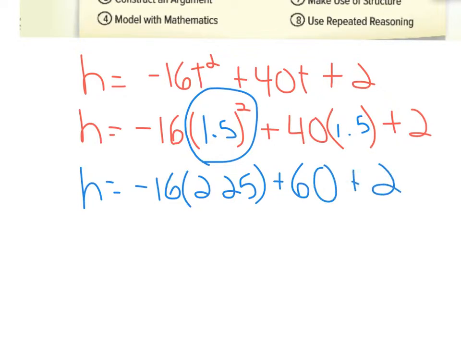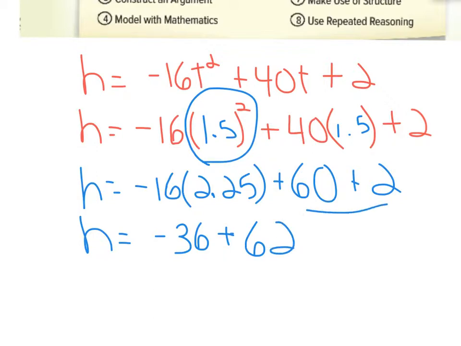And sorry, that's a bad... -16 times 2.25. Now -16 times 0.25, so I double it and then I have a quarter of it. So I double it and it would be -32. And if I add a quarter of 16, it's 4. So it's -36 plus 60. Well, I could just say plus 62. I'll just compound those two together.